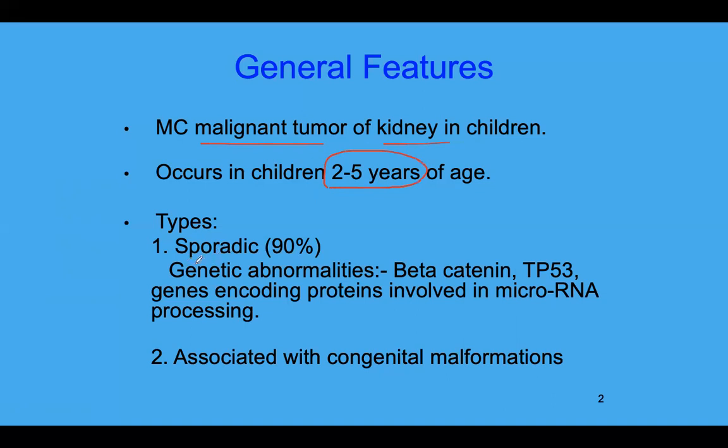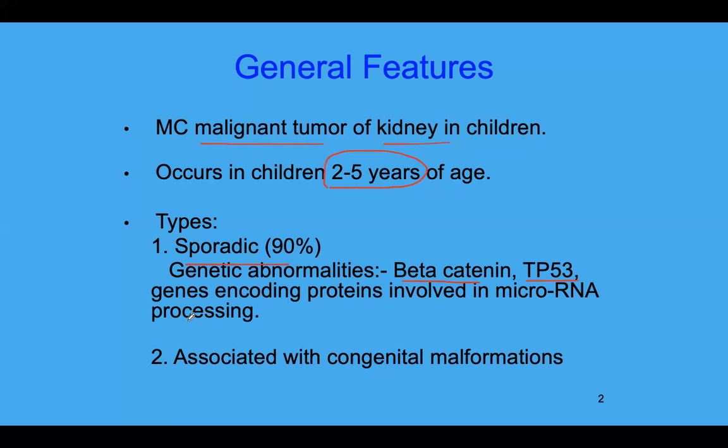The sporadic or non-syndromic Wilms tumors are fairly common, accounting for 90% of Wilms tumors. Here, the genetic abnormalities are not very clear, but some which are identified are beta catenin mutation, TP53 mutation, and genes encoding proteins involved in micro-RNA processing that are also mutated. So remember beta catenin, P53, and genes encoding micro-RNA processing. These are basically mutated in the sporadic ones.